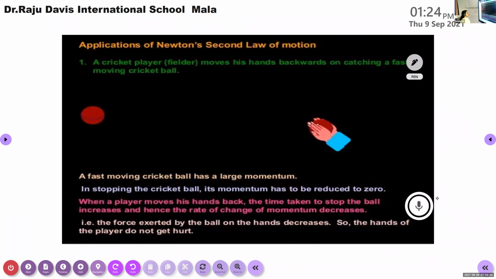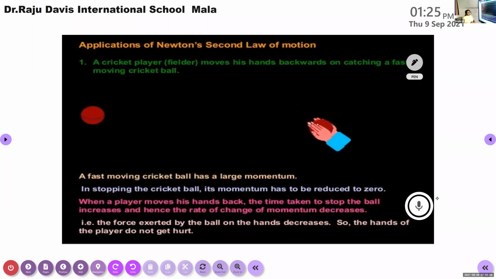The first one is this. A cricket player moves his hand backwards on catching a fast moving cricket ball. I hope that all of you are watching the cricket match, right? Whenever the catcher catches the cricket ball, he pulls his hands backwards. This is actually because of the application of Newton's second law of motion. The explanation is given here.